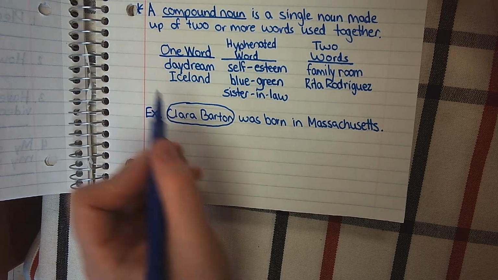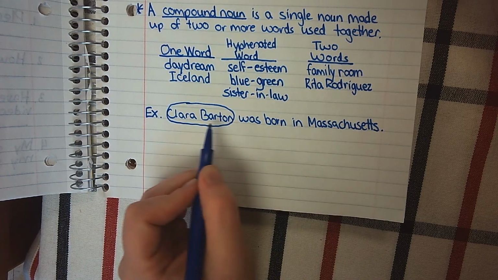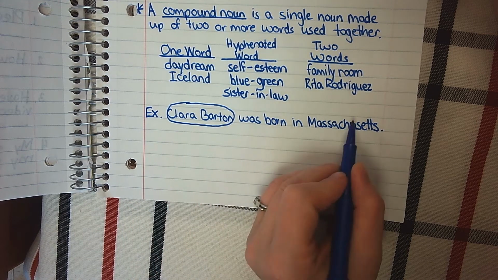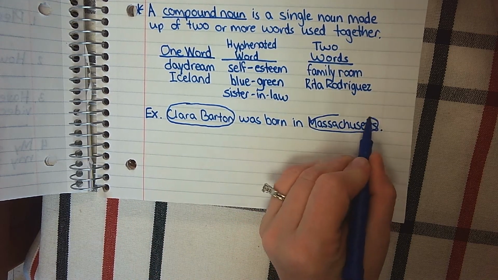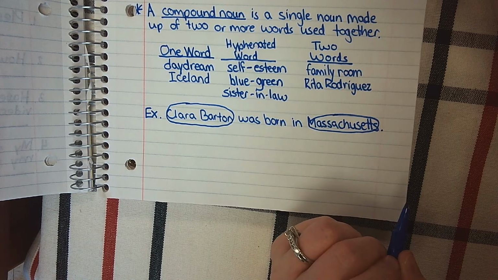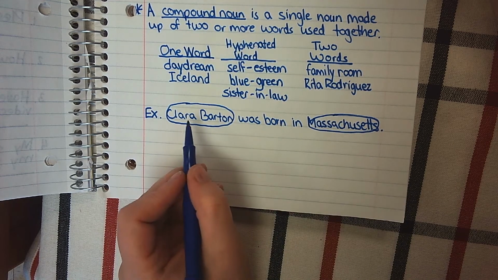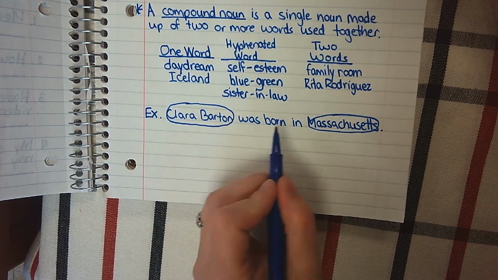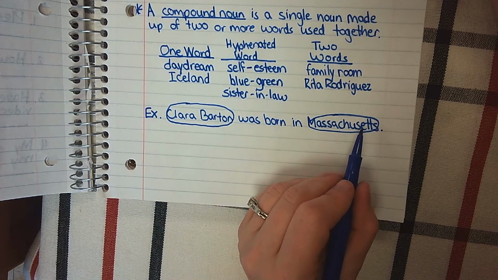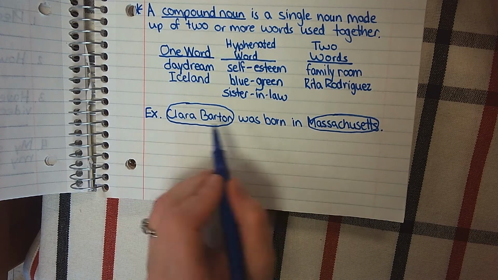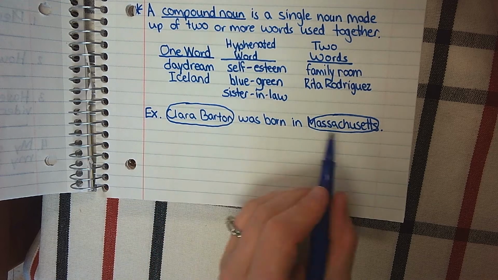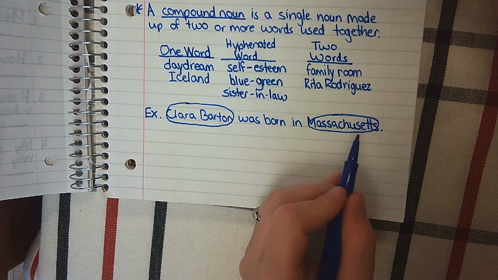And are there any other people in our sentence? No. Are there any places in our sentence? Clara Barton was born in, yes, Massachusetts. So we're going to circle that because that is also a noun in our sentence. Any other places? No. What about things? Clara was born in, no. And are there any ideas? No. So safely I can say that this sentence had two nouns, a person and a place.